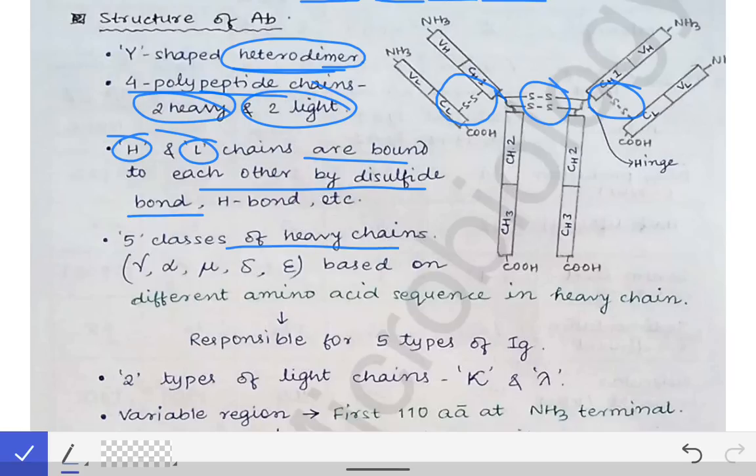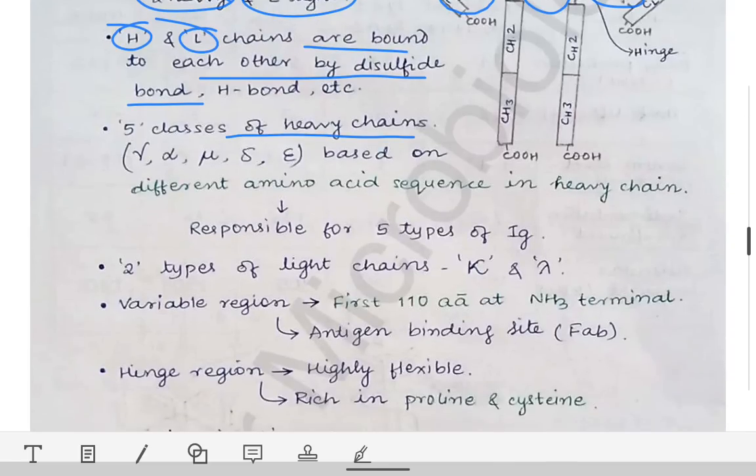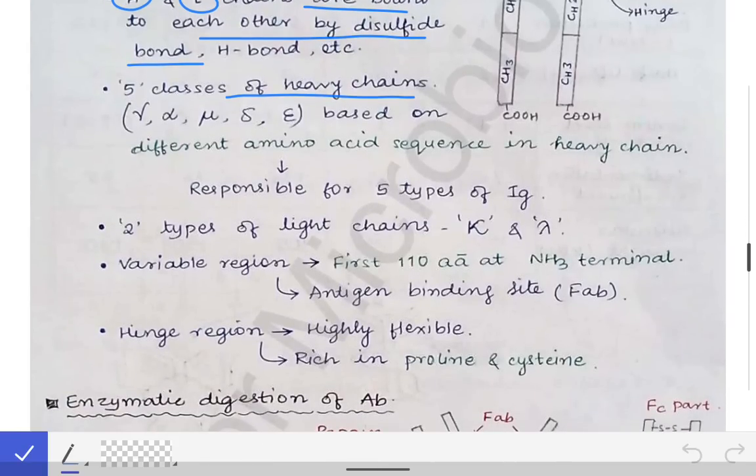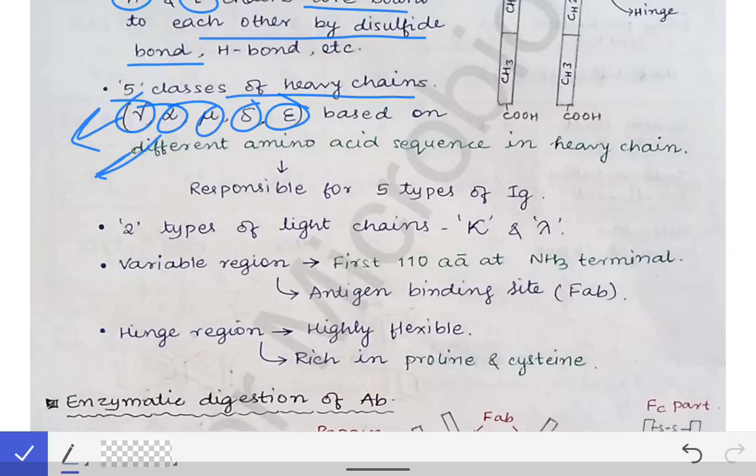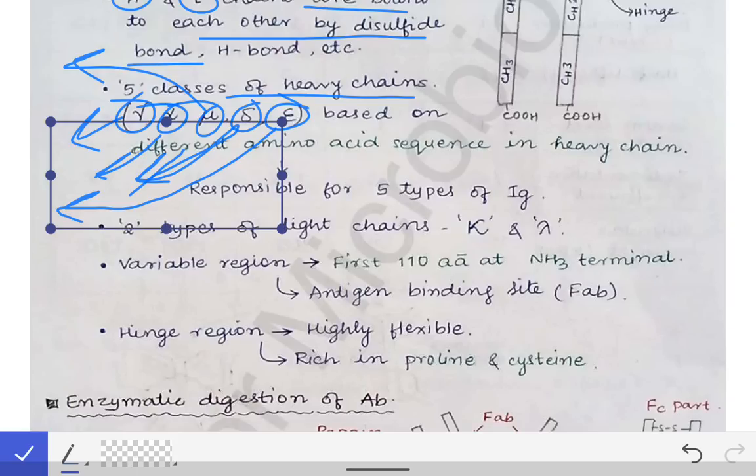There are five classes of heavy chains, and based on those five classes, there are five types of antibodies. The five classes of heavy chains are the gamma heavy chain, alpha heavy chain, mu heavy chain, delta heavy chain, and the epsilon heavy chain. When the heavy chain present in the antibody is a gamma heavy chain, it will be called the IgG antibody. If it is an alpha heavy chain, it will be called the IgA antibody. If it is a mu heavy chain, it will be called the IgM antibody. If it is delta, it will be called the IgD antibody, and if it is the epsilon class of heavy chain, it will be called the IgE antibody.